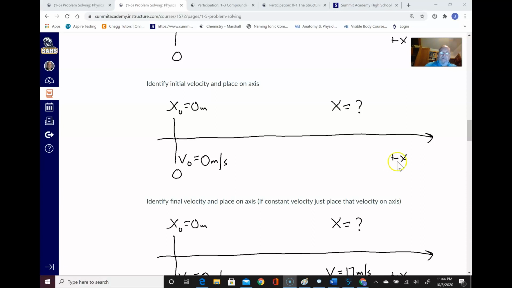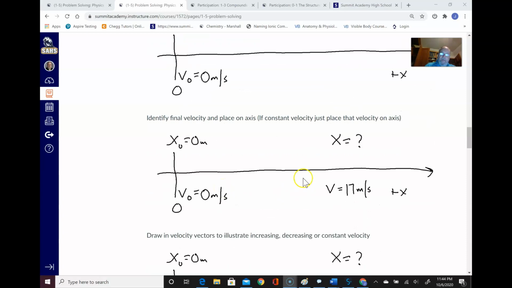Okay, so for example, our point of the problem is to find this displacement here, but there may be other things that we need to find that aren't the direct answer. So the initial velocity here is 0 meters per second, and we're going to put the second position, or the final position, or the final velocity further to the right.